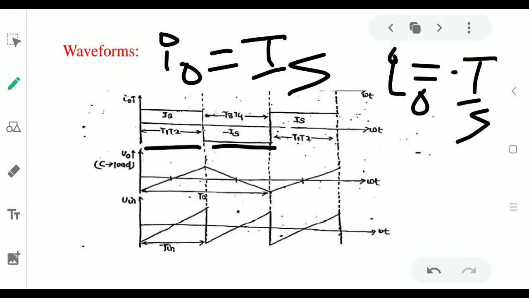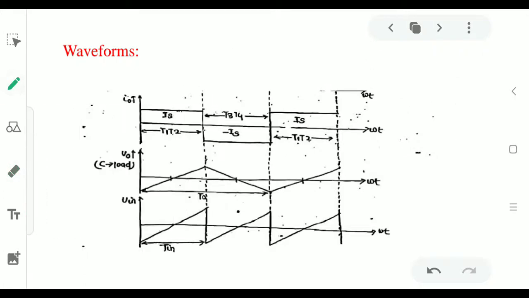Why is it so? Because the current direction reverses when T3 and T4 are on, and the current direction is positive when T1 and T2 are on. Now, we also know the voltage relation between input voltage and output voltage. Now we will try to figure out how these waveforms come about.